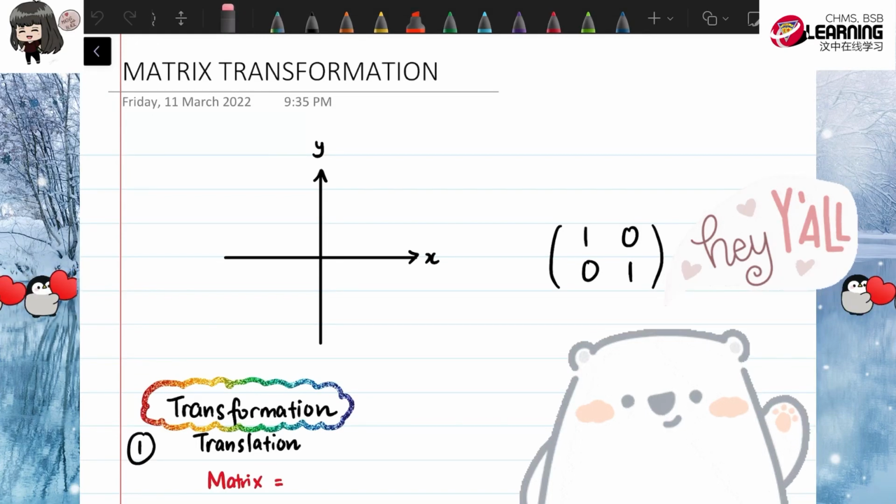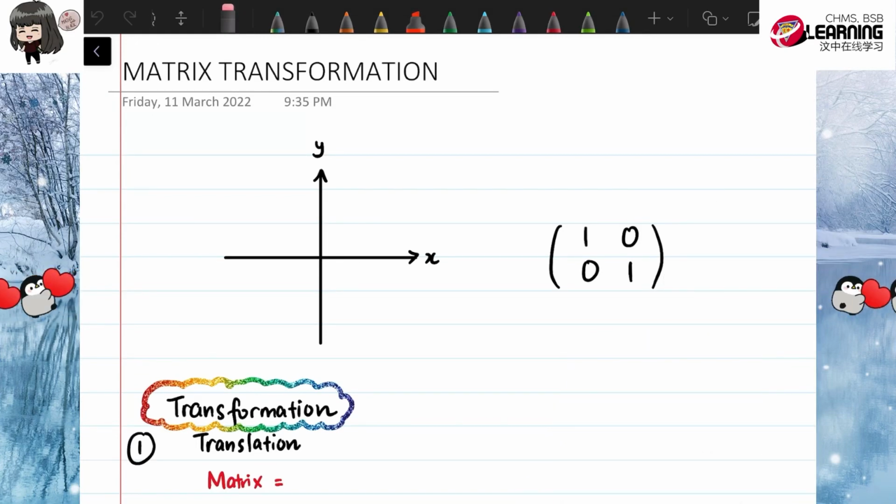Hi. So today we will move on to the last part of matrix, which is matrix transformation. Are you guys ready? So before that, let's mark our previous homework first.